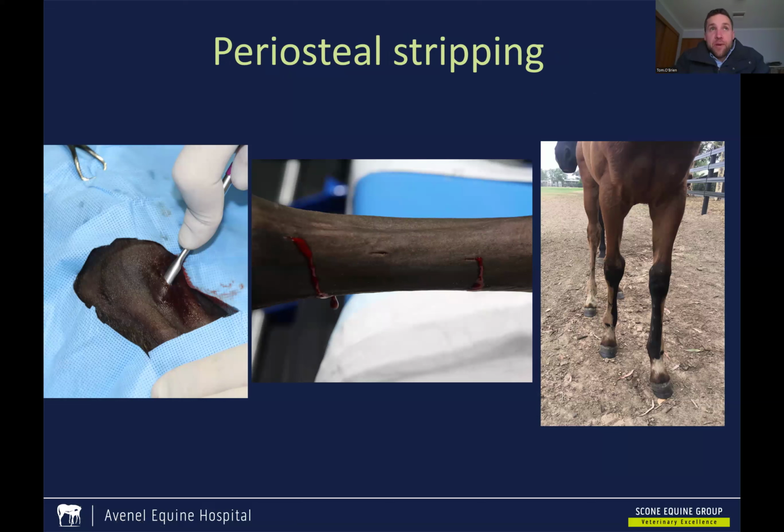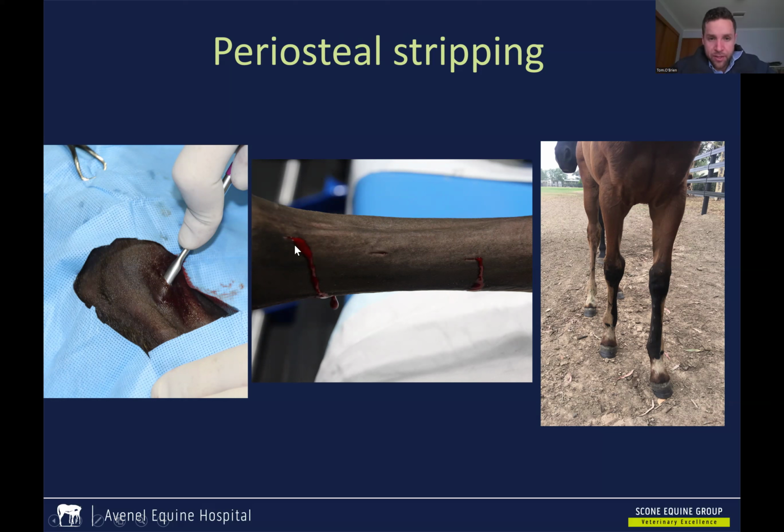And so periosteal stripping is one surgical intervention. It's probably one of the oldest types of surgical interventions. And the reason for performing a periosteal strip or a periosteal elevation is to try and speed up growth on that side of the leg. Now, the way that we do it here is slightly different to what is described in the textbooks, and I'm going to talk exactly how it's different.